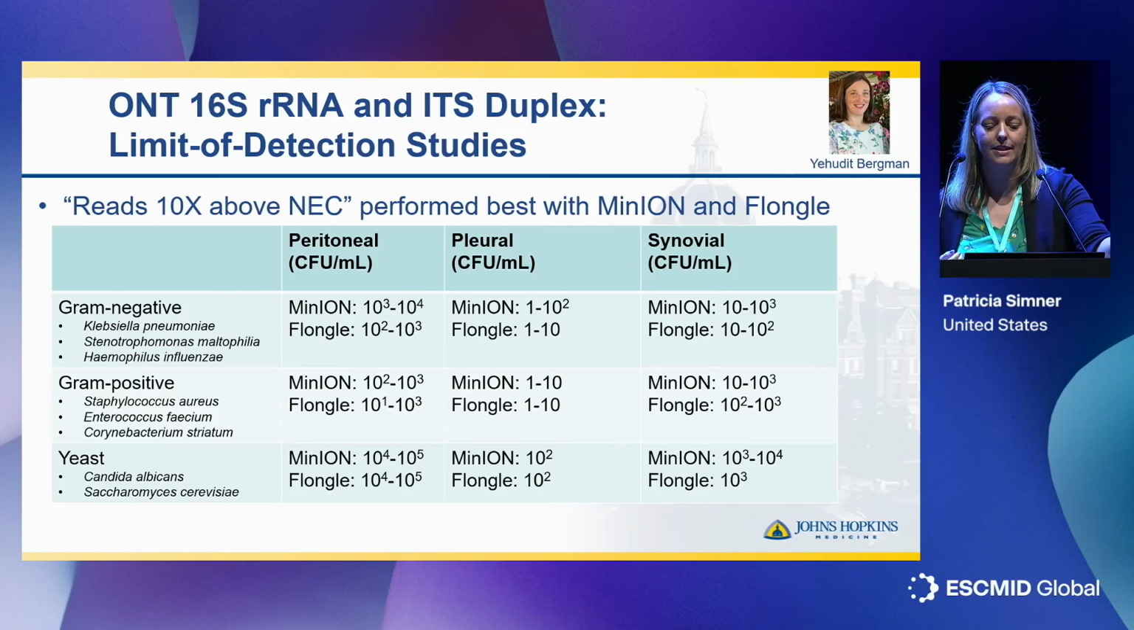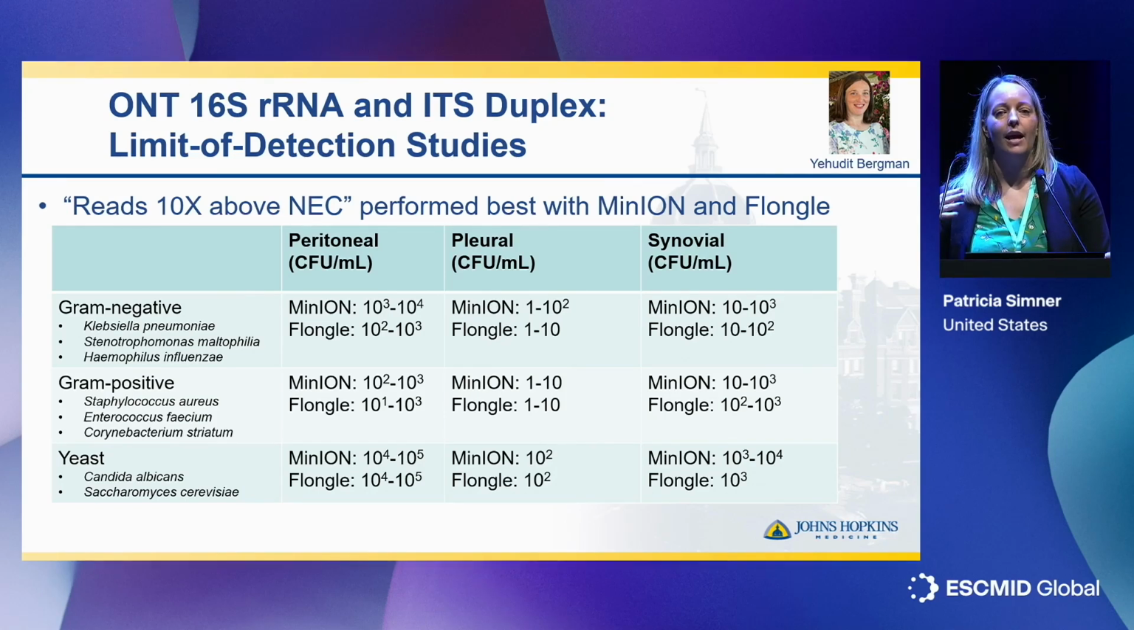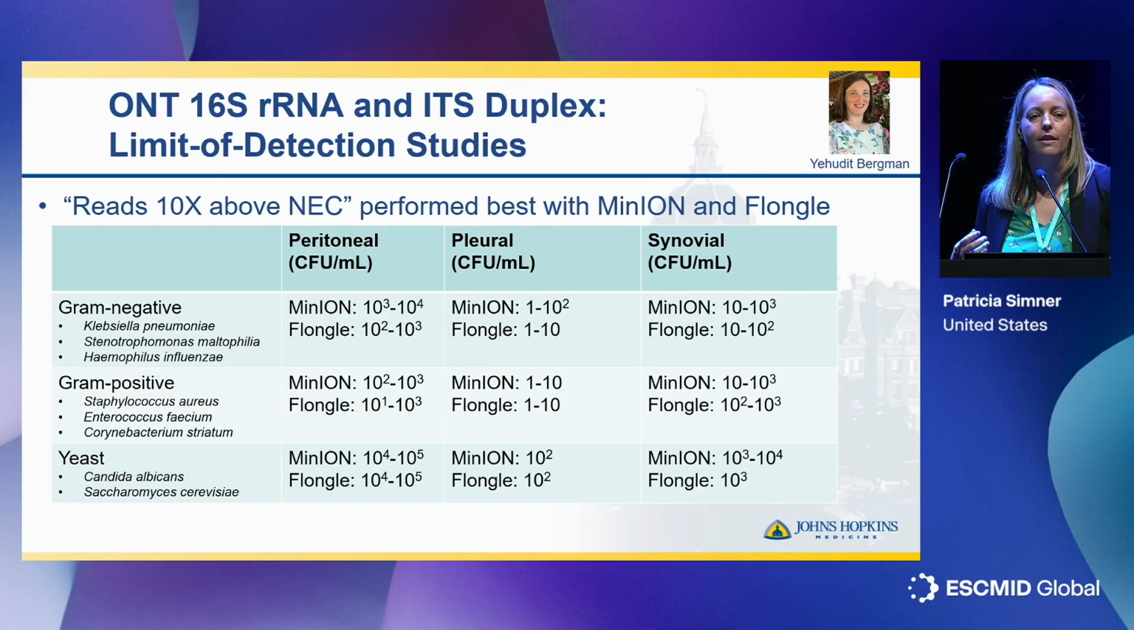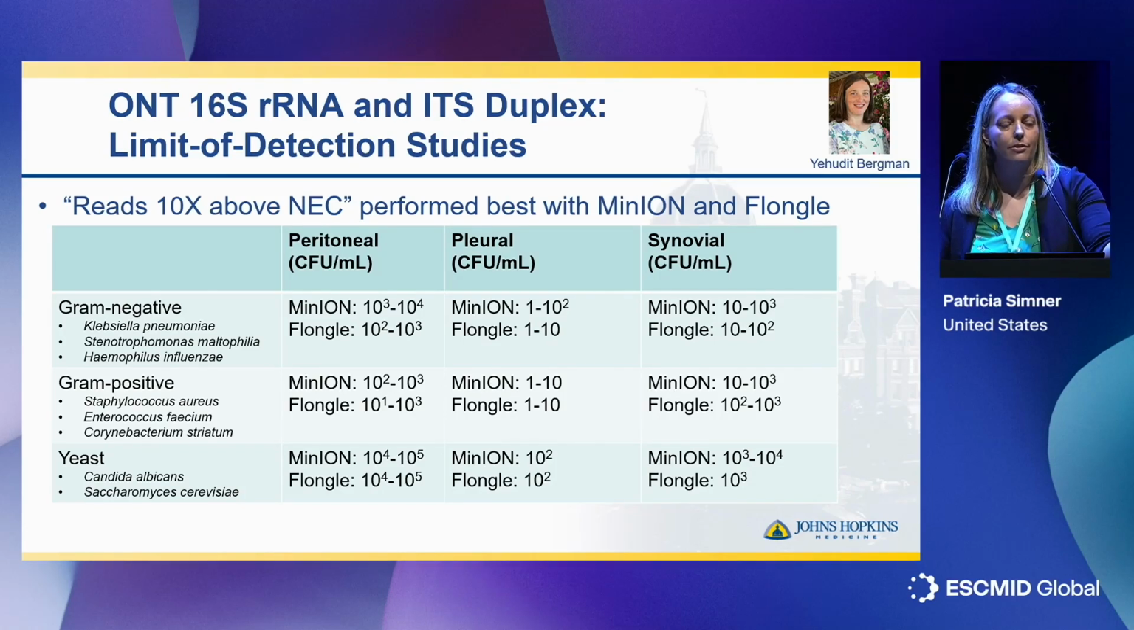We did spike-ins with negative pleural, peritoneal, and synovial fluids, so we're actually using the matrices that we would be testing clinically, and we spiked in a gram-negative combo, a gram-positive combo, and a yeast combo, from 10 to the 6 to 1 CFU per mL, and did all of this in triplicate. We defined the LOD as the lowest dilution for which we were able to identify, applying our positivity threshold, the organism that we had spiked in.